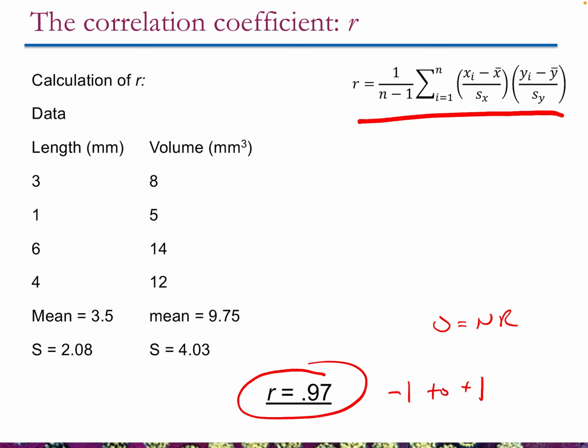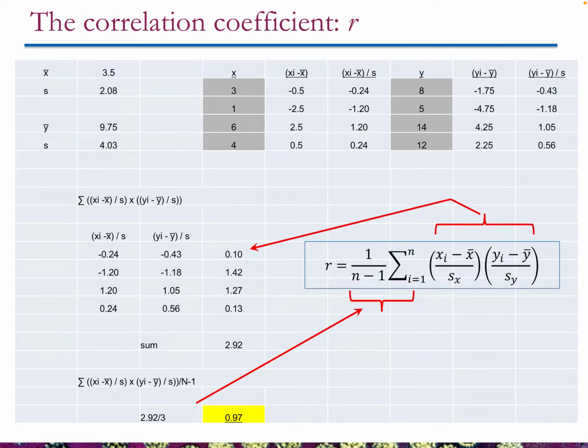All right, so let's look at the next one. I've got a spreadsheet page here where I did the calculation. I'm going to walk you through this. First of all, we have our x data in this gray column and our y data there. So this is length, this is volume. For x, for length, we have a mean of 3.5, standard deviation 2.08. For volume, our y data, 9.75 for mean and 4.03 for standard deviation.